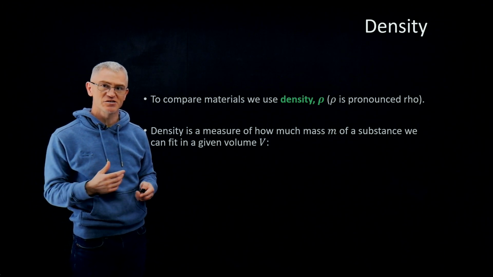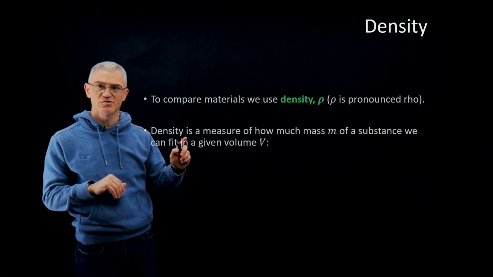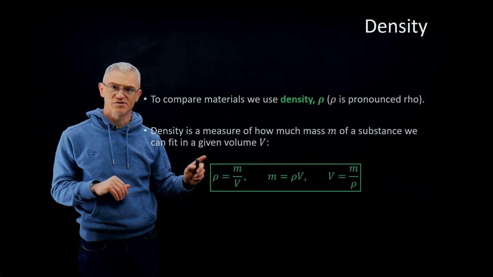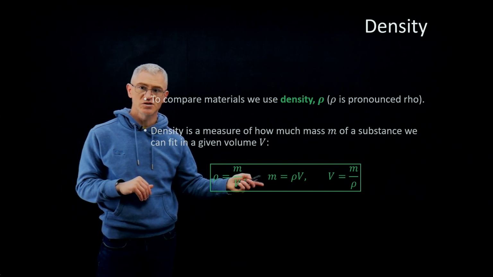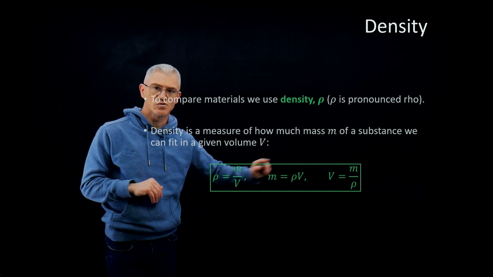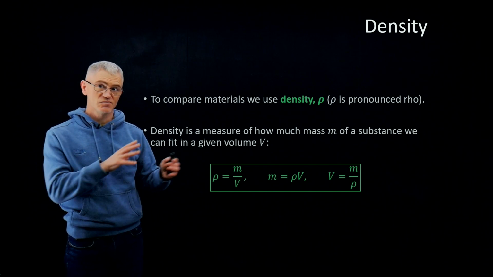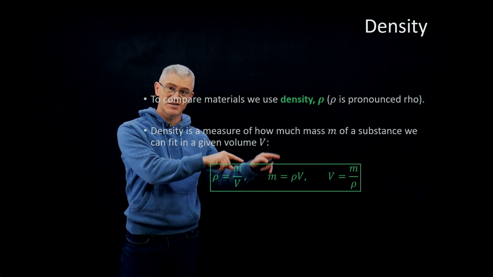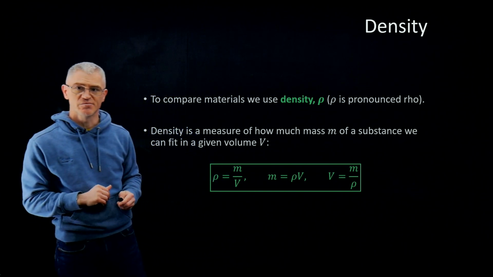Now, density. To compare densities, we use the density with this symbol rho. I'm not going to worry too much about rho. You need the mass and the volume. So density equals mass divided by volume. Or you can rearrange it and have mass equals density times volume, or volume equals mass over density. You can rearrange all of those so you can get each different thing. Now, it's more than likely in your course that you're just going to use this one, mass divided by volume.